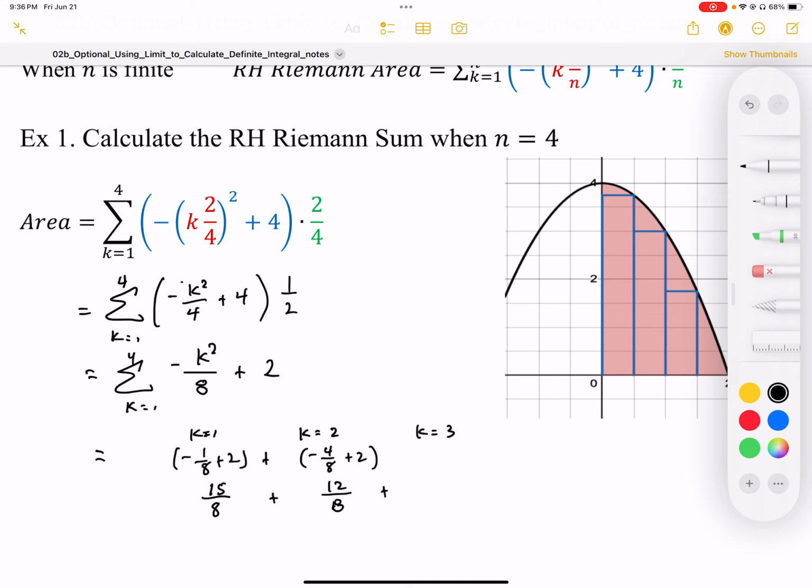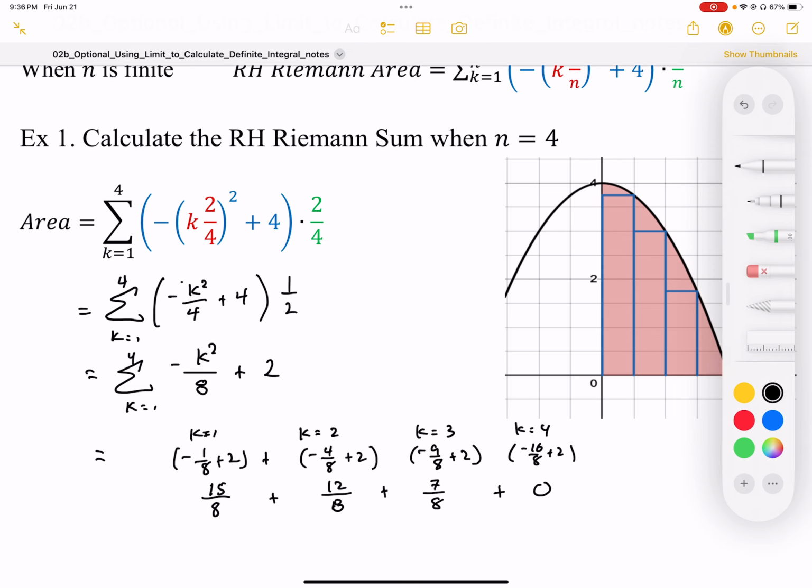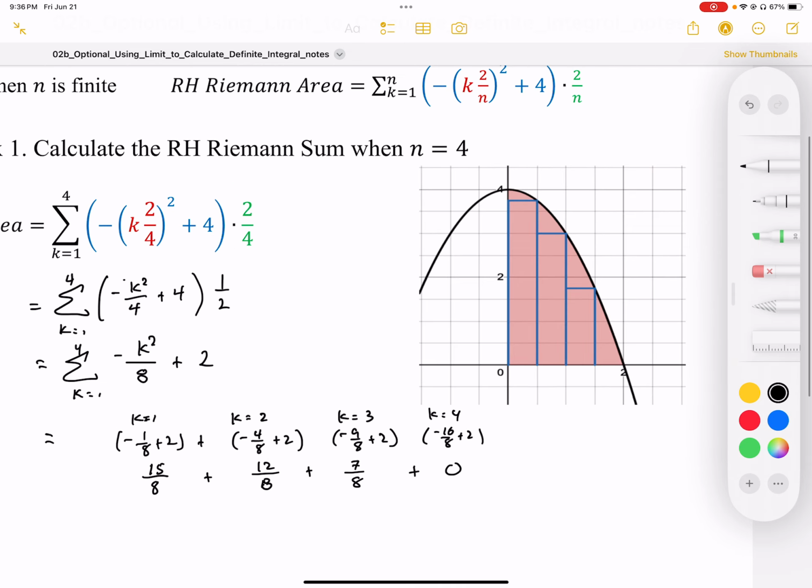When k equals 3, I end up with negative 9 over 8 plus 2. That's going to end up being 7 over 8. And when k equals 4, I'm going to end up with negative 16 over 8 plus 2, which is equal to 0. And you can see that that last rectangle has a height of 0.